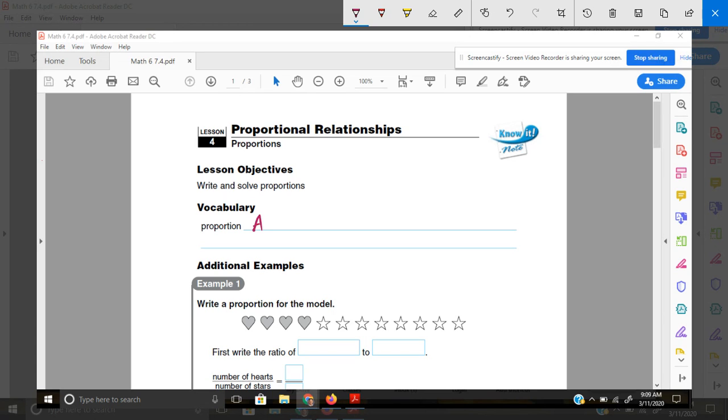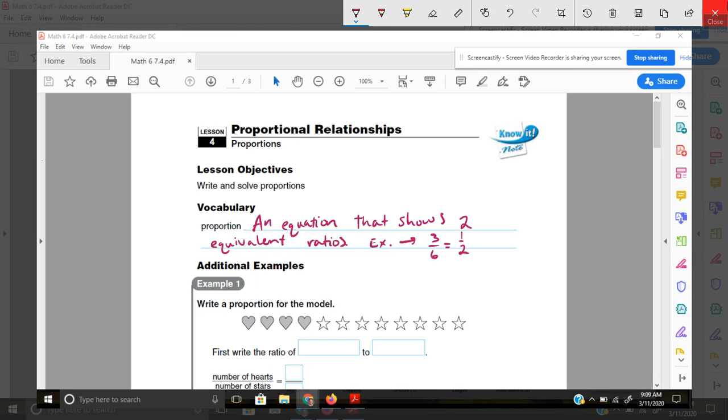A proportion is an equation that shows two equivalent ratios. For example, we could say that 3/6 is equal to 1/2. That's an example of a proportion. Just saying that it's an equation that shows two ratios are equivalent.